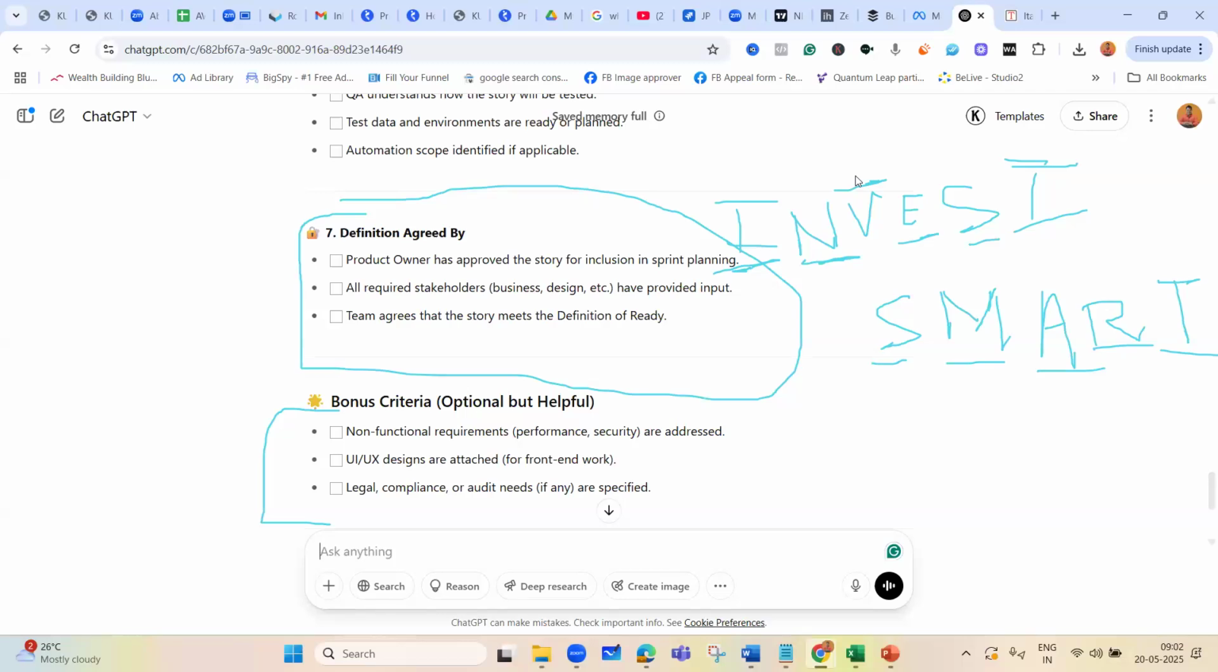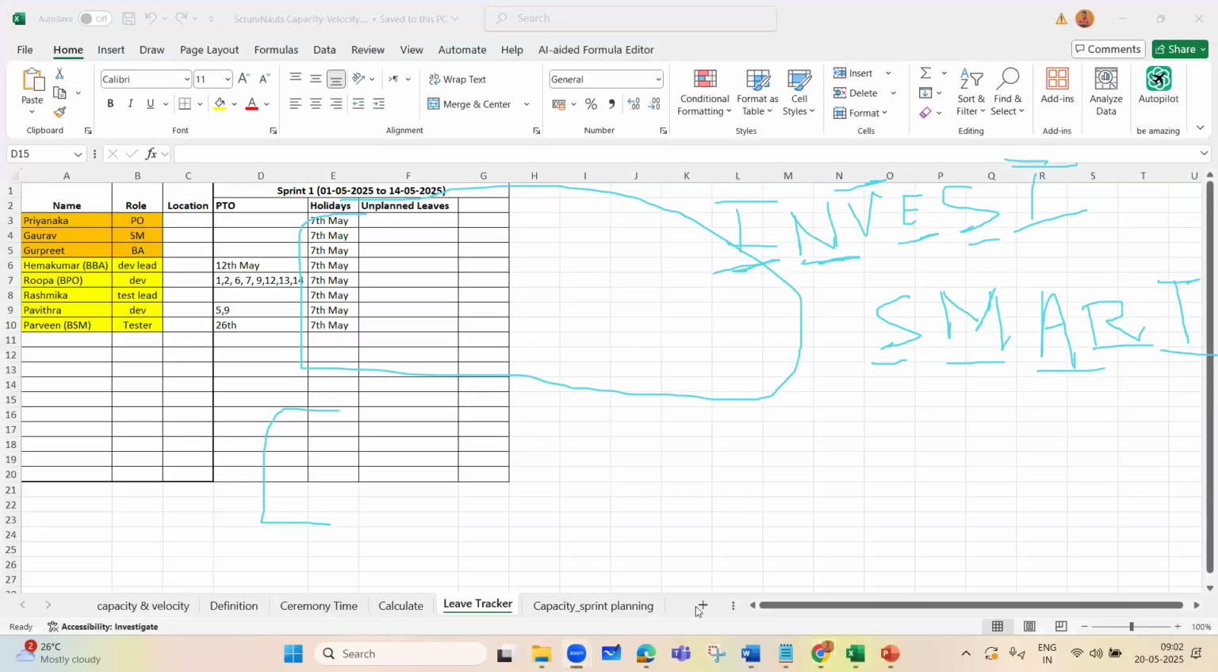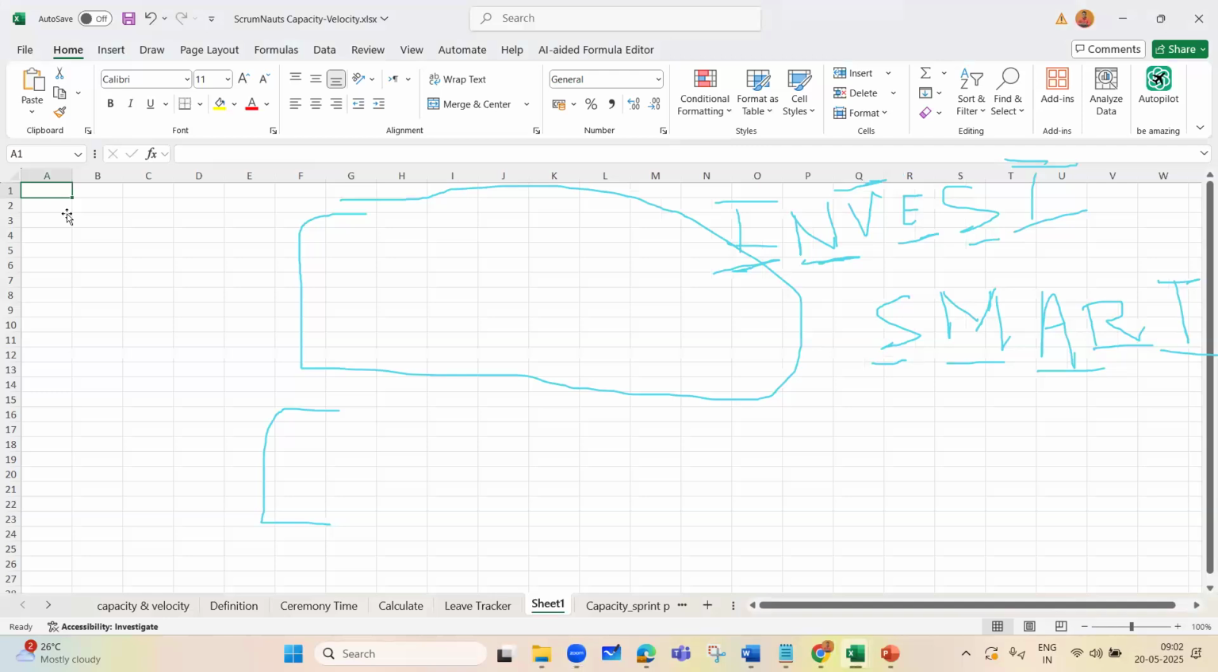Okay, I'm just looking at whether I have such an Excel sheet where I have maintained that. I think I'm not able to find it, so never mind. But there you can add one Excel sheet where you can maintain the entire checklist definition of ready. You can add another checklist where you maintain everything as a definition of done, and always refer to that in every release.